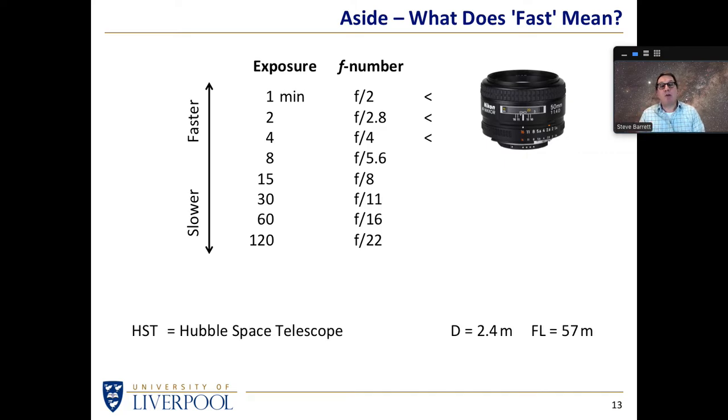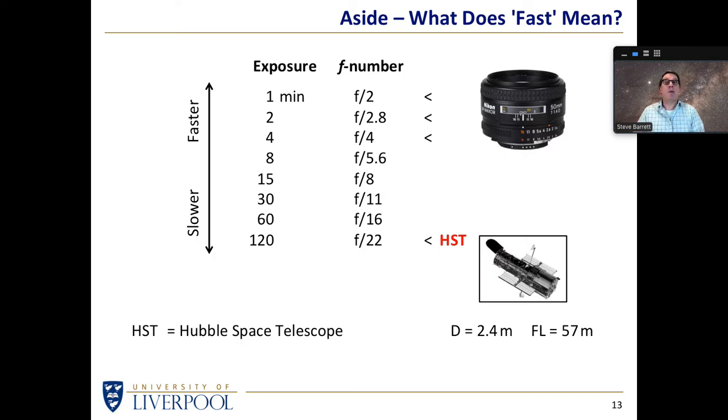How do those F numbers compare, for instance, to telescopes? If we think of the Hubble Space Telescope, it has a mirror diameter of 2.4 meters and a nominal focal length of order 57 meters. So if we take the focal length and divide it by the aperture, the diameter of the mirror, 57 divided by 2.4, that means that the F number of the Hubble Space Telescope is somewhere around F22. In other words, it is by no means fast in the optical sense.